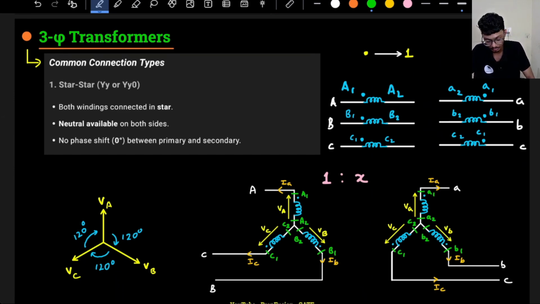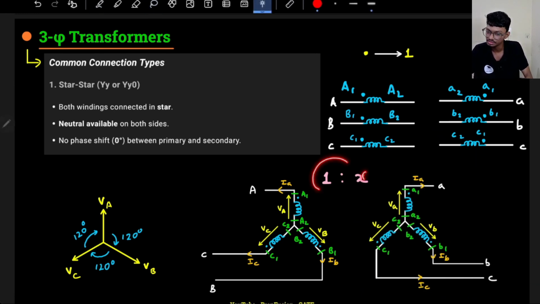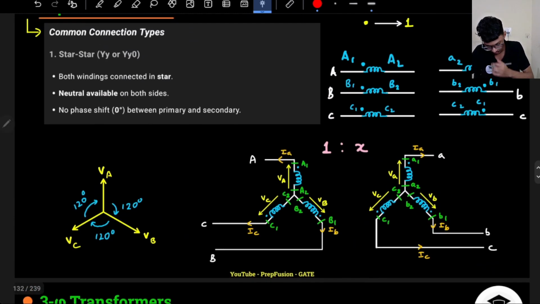So first I will discuss the star-star connection. What is this 1:x? Everything I will come to. I will come to every single thing. Okay, so in the star-star connection, let's first discuss Y0.